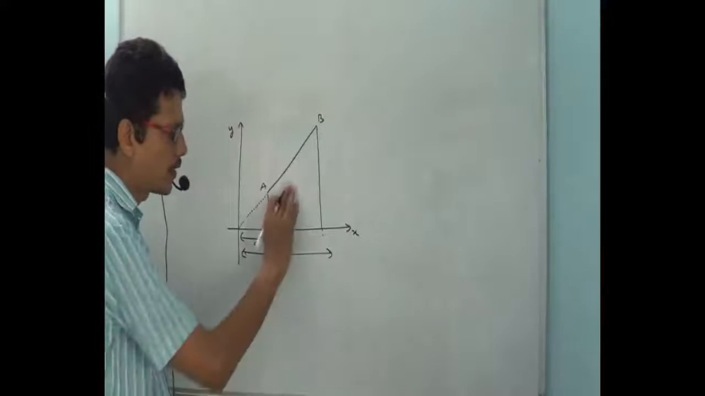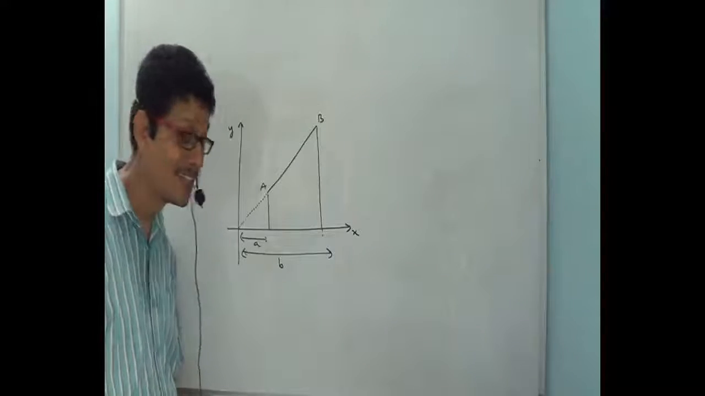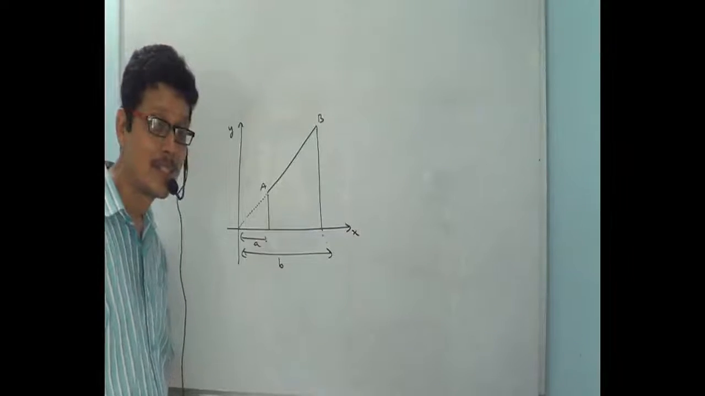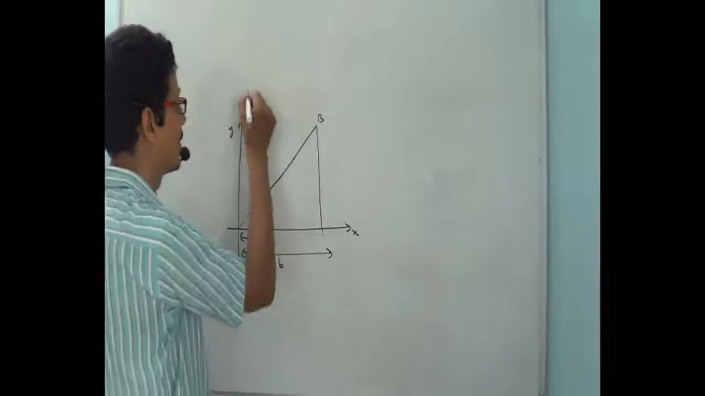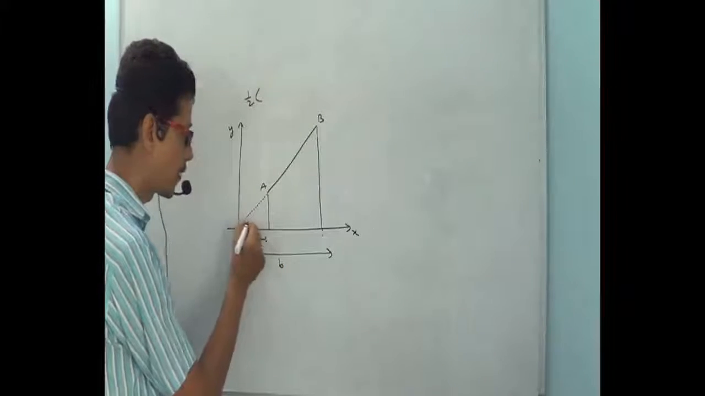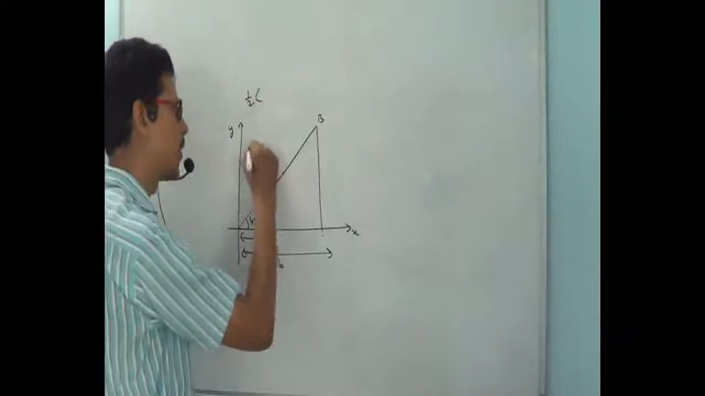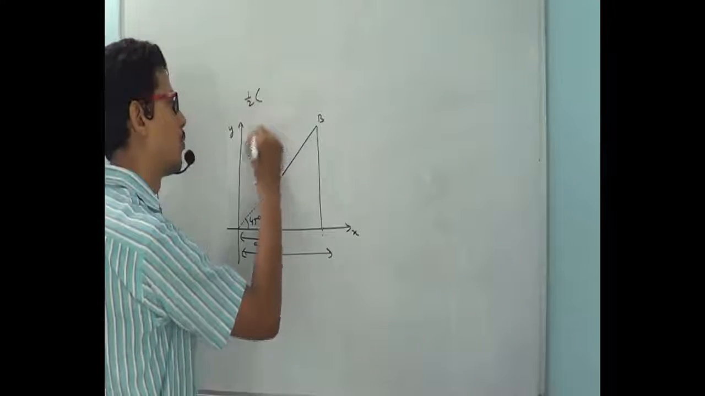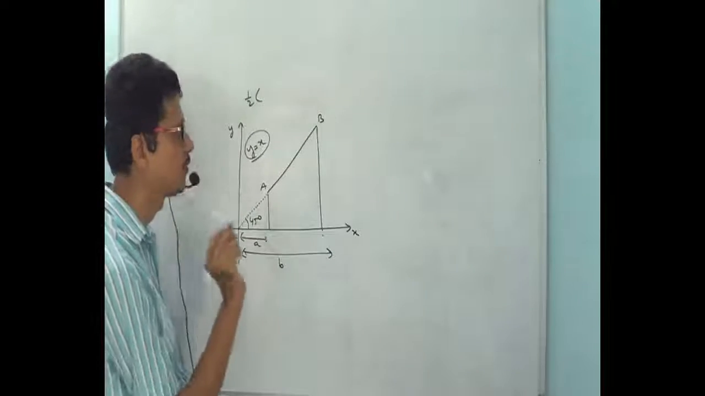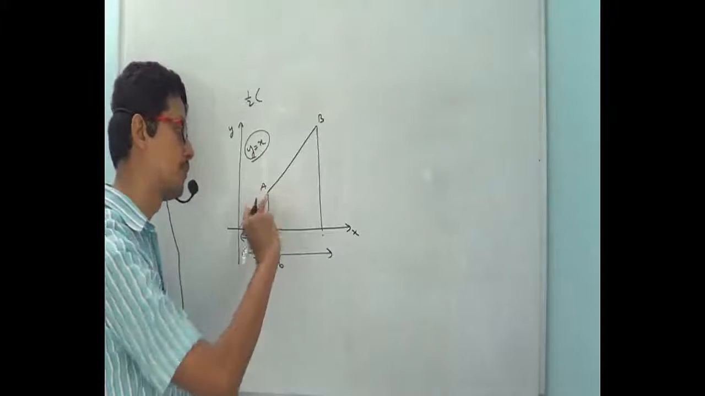I want to find the area under this graph. Do you know this is a trapezium? Half into sum of parallel sides into distance between the parallel sides. This is a 45 degrees line. That line is y is equal to x. That means it is passing through origin, 45 degrees will be the angle. If this is A, this is also A.